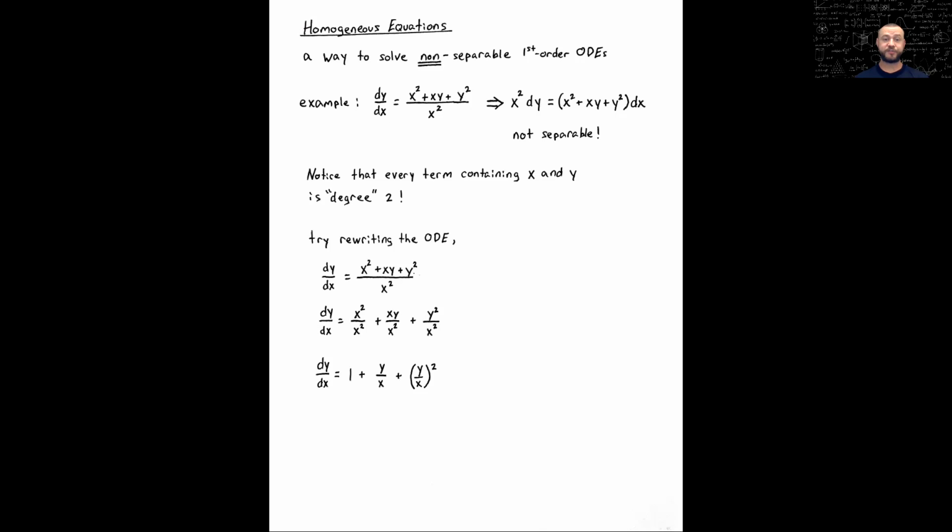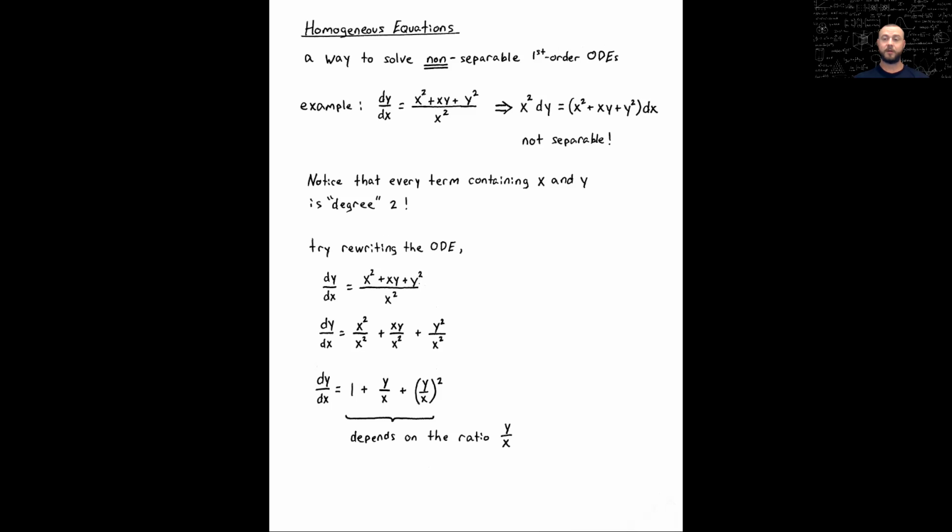All right, if you were to simplify those terms, x squared divided by x squared cancels to 1. The middle term, xy divided by x squared, you can cancel a single factor of x out. And while there are no terms that cancel in the third and last term, we can rewrite that as the quantity y over x squared using exponent rules. All right, so what does this gain us? What can we determine from this? Well, notice on that right-hand side, there's a special combination of how y and x occur. The right-hand side only depends on the ratio y over x.